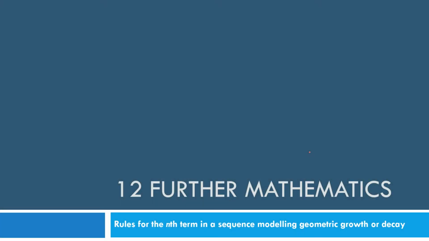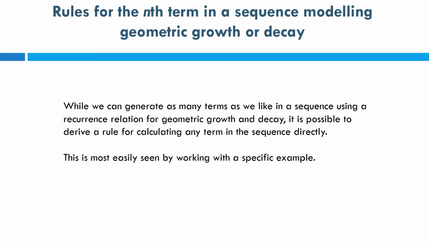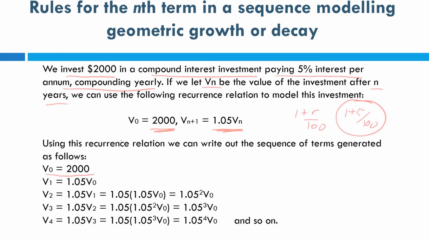Rules for the nth term in a sequence, modelling geometric growth and decay. So now this is working out the nth term in a sequence for growth and decay. While we can generate as many terms as we like in a sequence using a recurrence relation for geometric growth and decay, it is possible to derive a rule. We did this for linear before, so now we're going to do this for this one. But the best way to do this is by looking at an example.